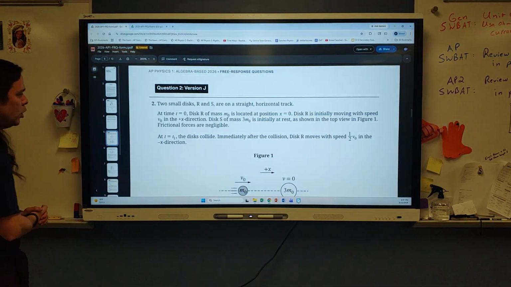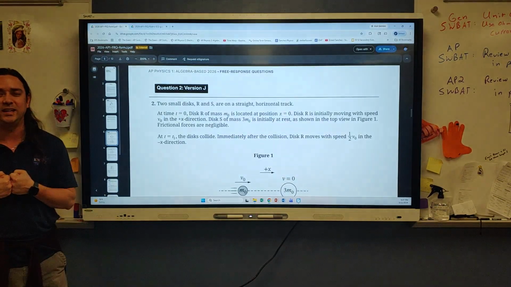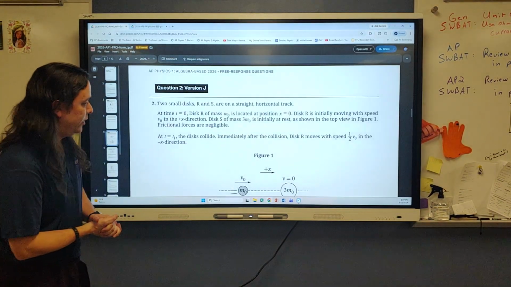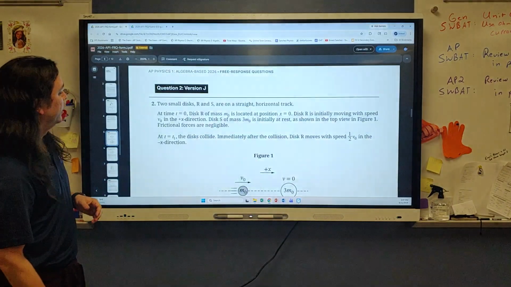Okay, so jumping back in, question 2. I love question 2. Question 2 is a collision one, and this is one that we've done a decent amount with my classes, so I'm hoping that they do very well on it. We're going to find out.